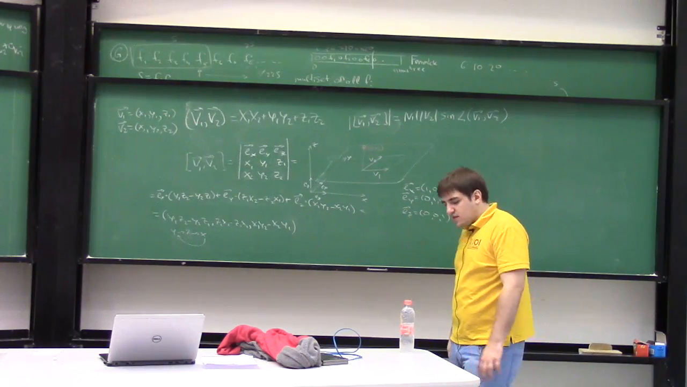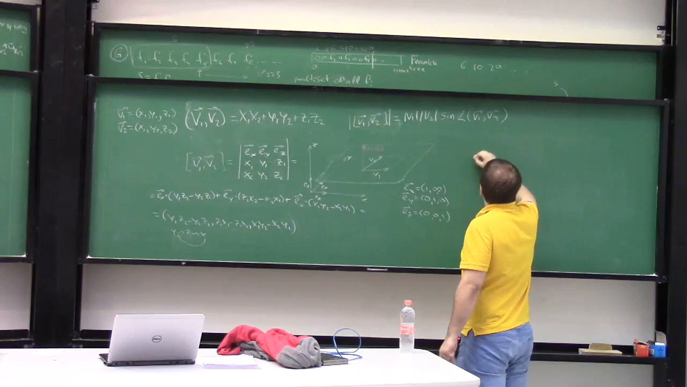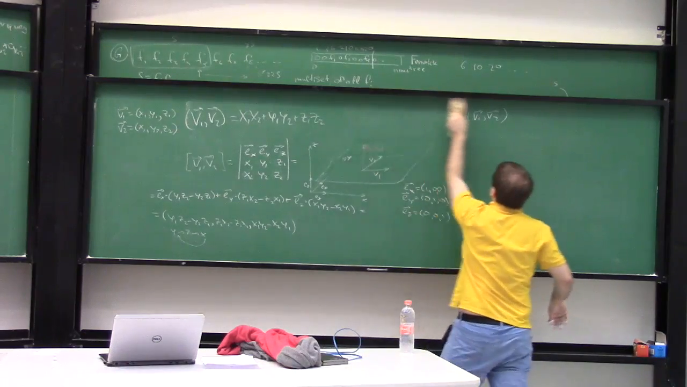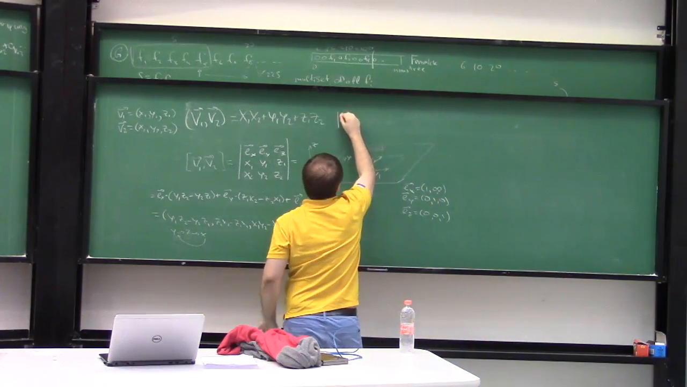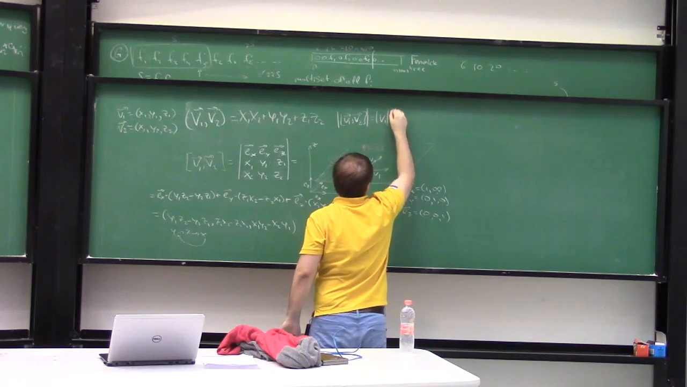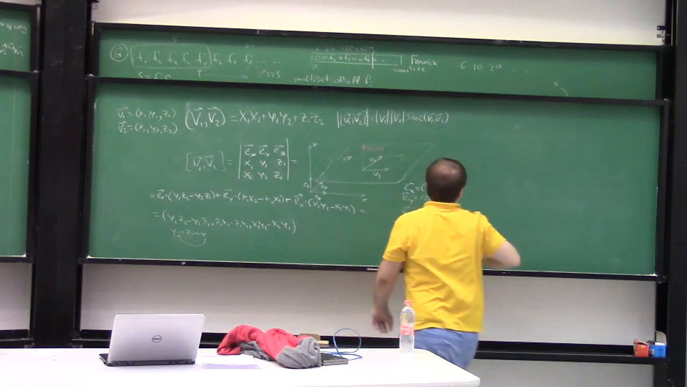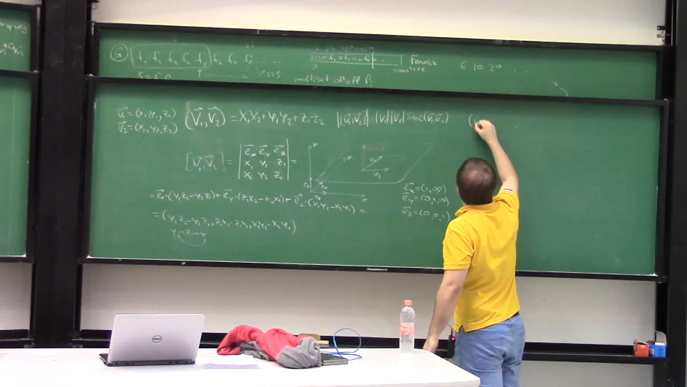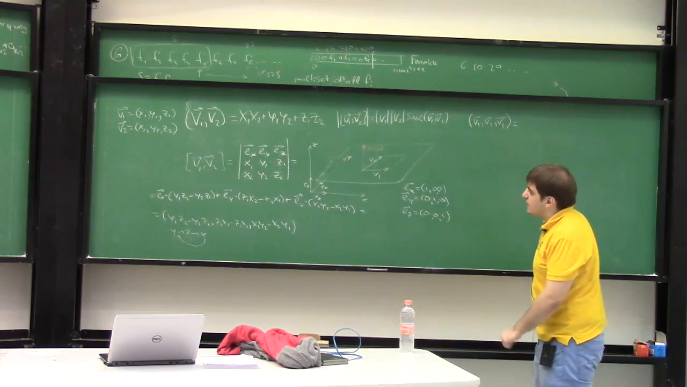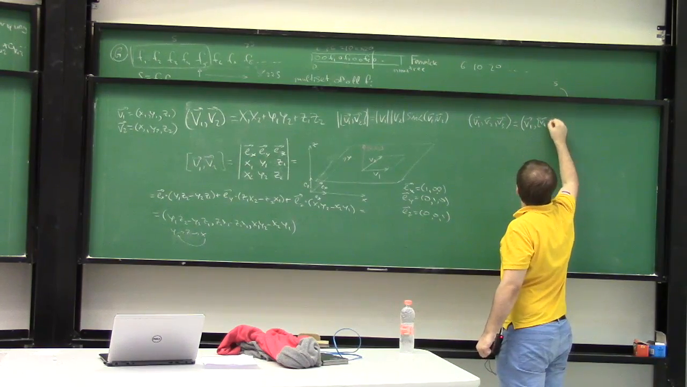Okay, now let's talk about the mixed product. Mixed product of vectors V1, V2, V3, let me write it. So what is the mixed product? The mixed product is a number that is defined as the scalar product of V1 and the vector product of V2 and V3.